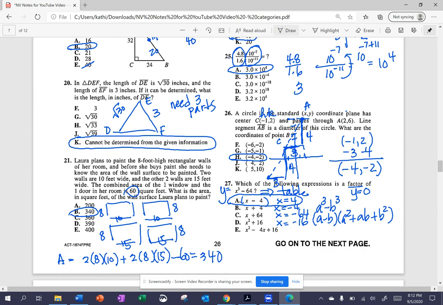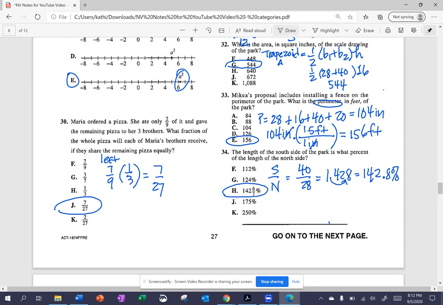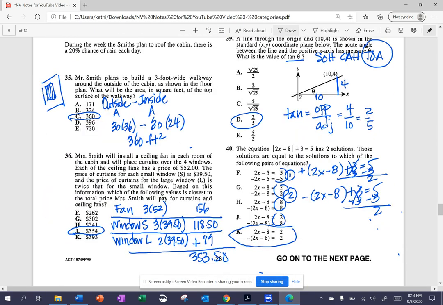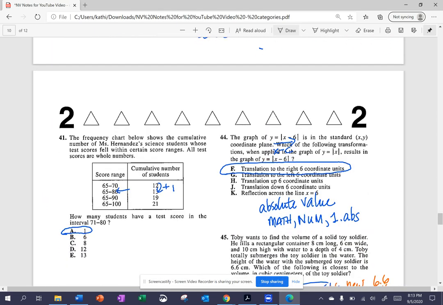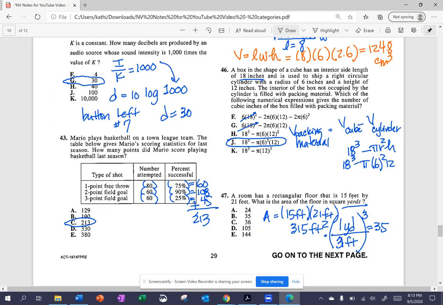Oops, one more page. Nope, one more page. $35 yards squared. Okay, 48.